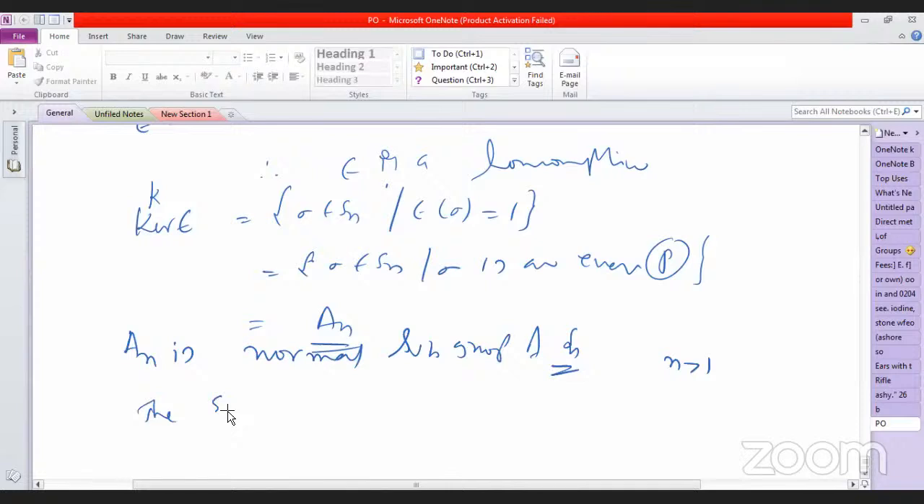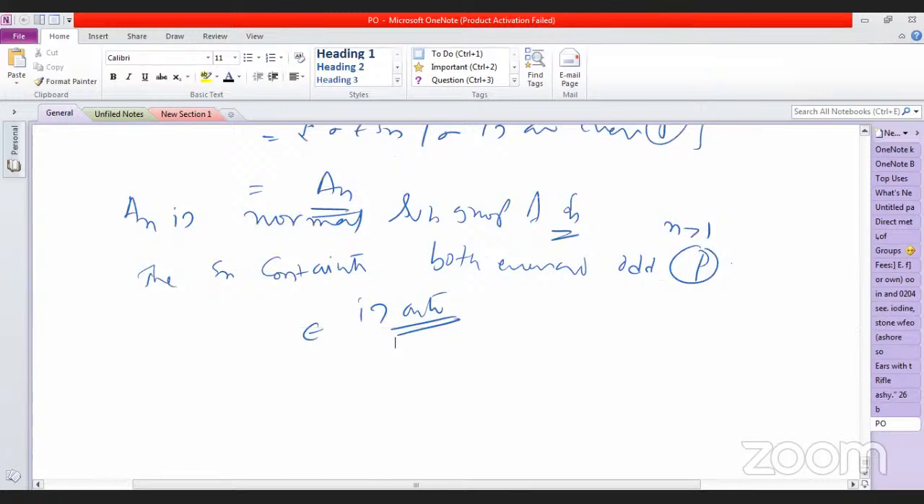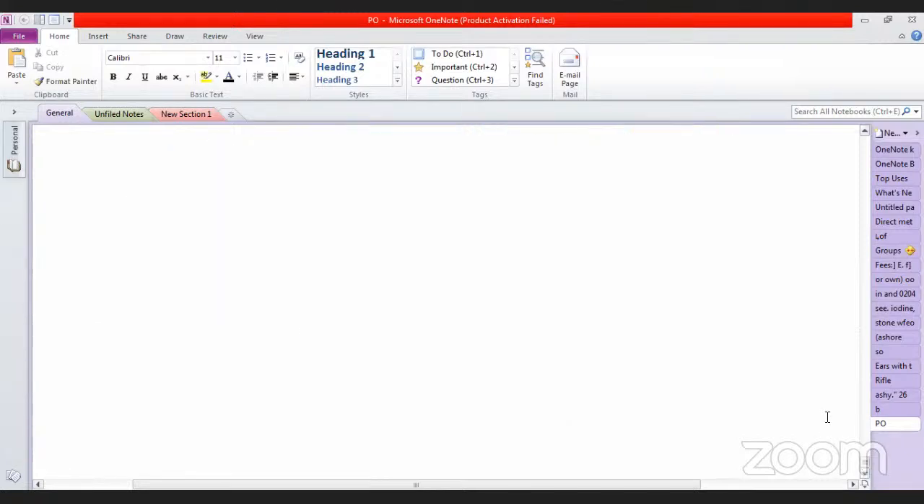Sn contains both permutations. So this mapping, we can call it onto, or not? Yes, sir. The fundamental theorem of homomorphism. Tell me, what is the fundamental theorem of homomorphism for groups?